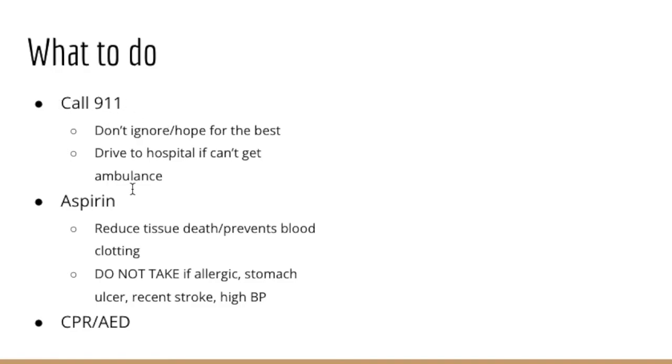Something you can take or administer to someone else is aspirin. What aspirin does is reduce tissue death and prevent blood clotting, which can buy you extra time while you're waiting for the ambulance or if you're driving them to the hospital. However, it is important not to take aspirin if you're allergic, if you have a stomach ulcer, if you had a recent stroke, or if you have high blood pressure. If you're administering aspirin to someone else, ask them if they have any of these conditions, as taking aspirin with any of them could make the condition worse.